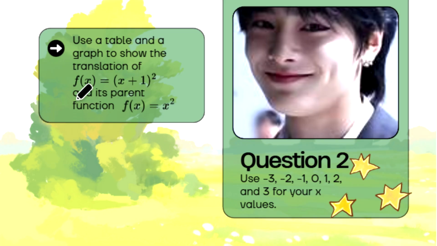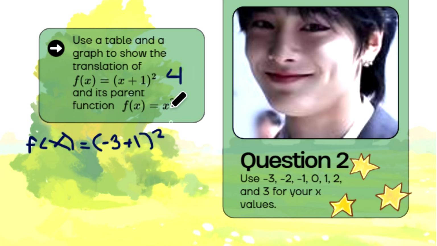Okay, so again, I'll show you for each of these formulas, for the first one, how you would do it. So f of x is equal to x, which in this case is negative 3, plus 1 squared. So negative 3 plus 1 is negative 2. Negative 2 times negative 2 becomes positive 4. So the first value there is 4. Okay, so you would have negative 3 comma 4 for your first one.